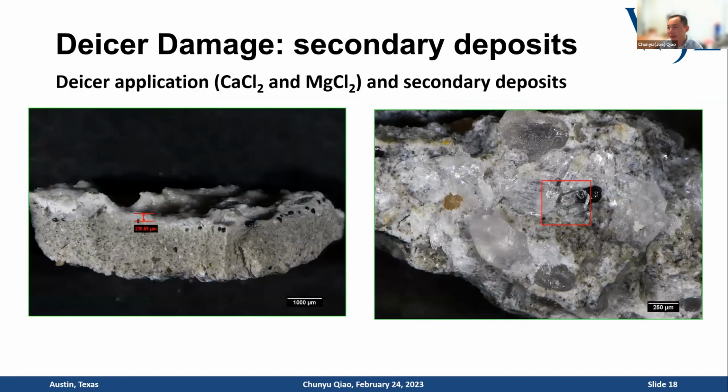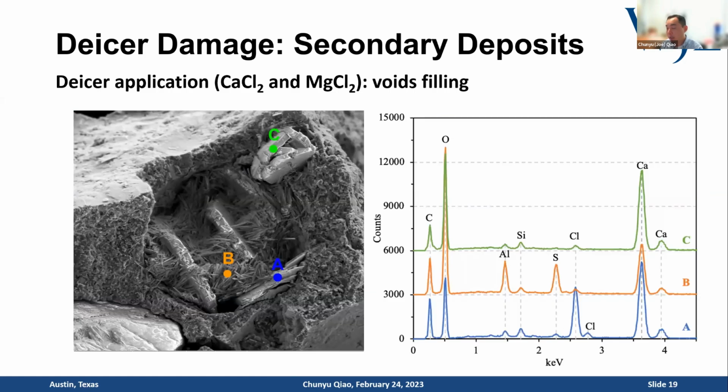After we talk about the damage, as I said, secondary deposits are also very important for us to identify or characterize the damage. After I obtain these samples, you can see there is a very thin white crust, the secondary deposit, on the top surface of this mortar sample. That's a blend of brucite and calcite due to carbonation and the application of chloride in their concrete.